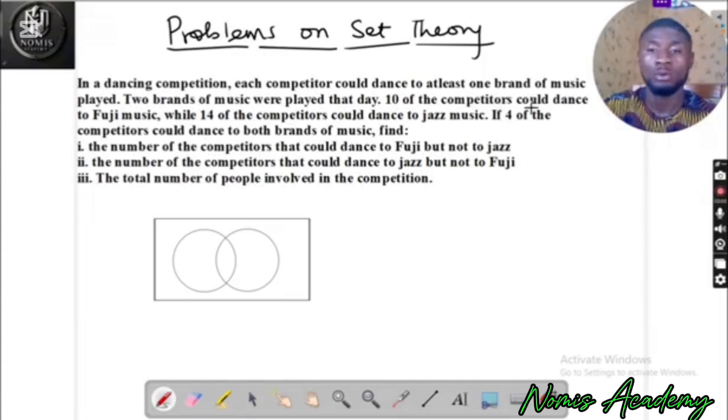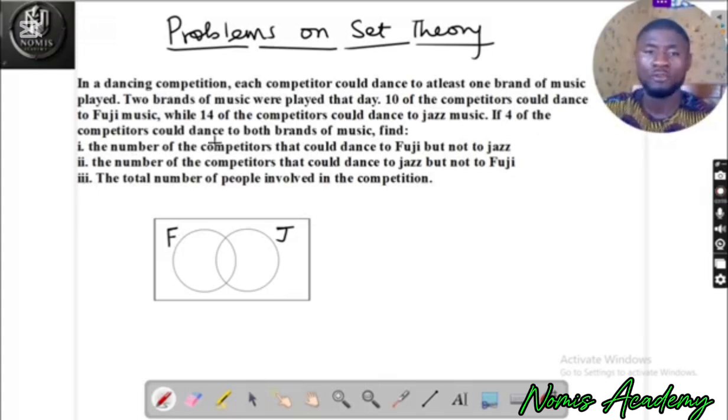Ten of the competitors could dance to Fuji, so let's take this to be the set of Fuji, set F, while 14 of the competitors could dance to jazz. So that is J. So this is set J. So set F and set J.